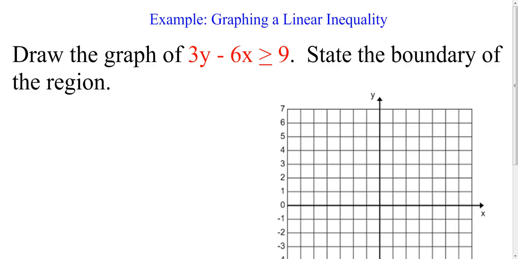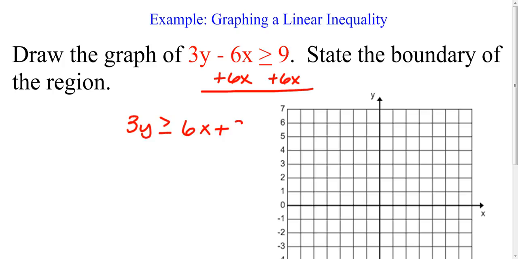You can either find the intercepts, the x and the y intercepts, graph them and connect to the line if you would like, or you can get them into y equals mx plus b form, which is probably what most of you are going to do. So if I want to get this into y equals mx plus b form, I would add the 6x to the other side, and then I will have 3y is greater than or equal to 6x plus 9.